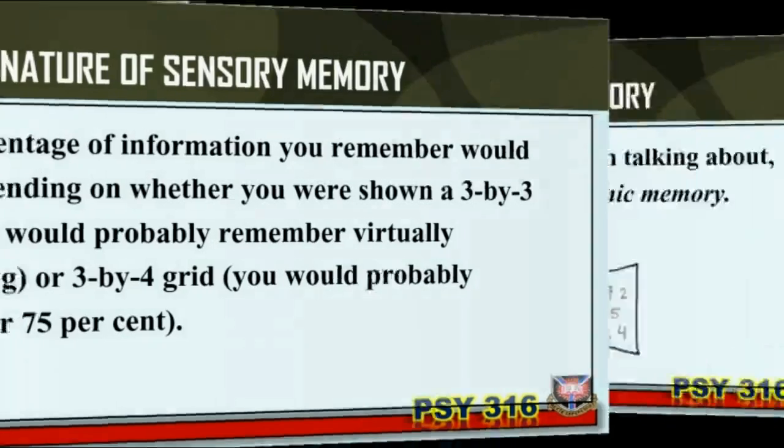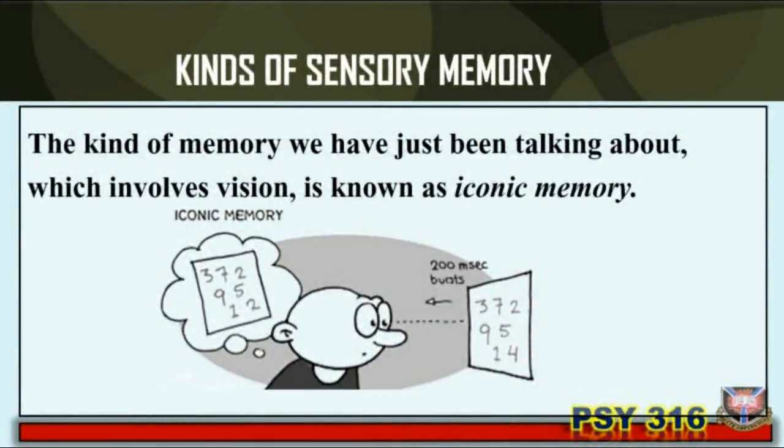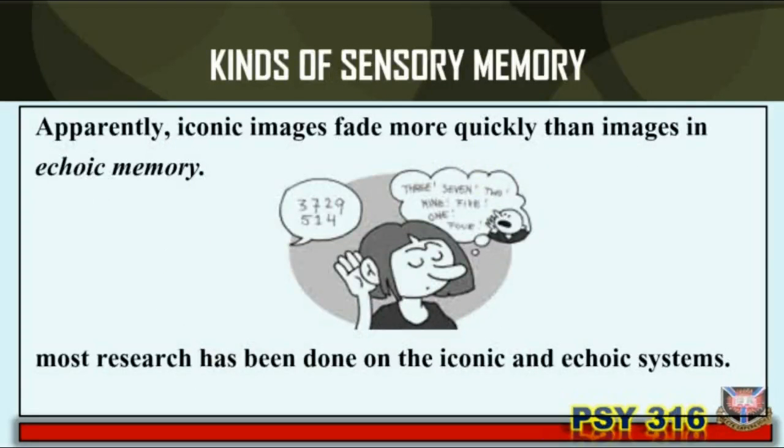Kinds of sensory memory. The kind of memory we have just been talking about, which involves vision, is known as iconic memory. An icon is an image. Apparently, iconic images fade more quickly than images in echoic memory, which involves hearing. An echo, of course, is the repetition of a sound. Echoic images last a bit longer, as you might have noticed if you have ever heard a radio continue to play after you turned it off. Although sensory information can enter through each of the 5 senses, most research has been done on iconic and echoic systems.